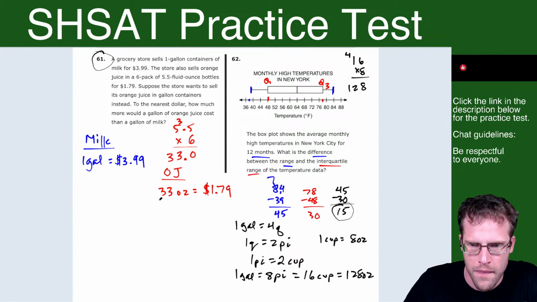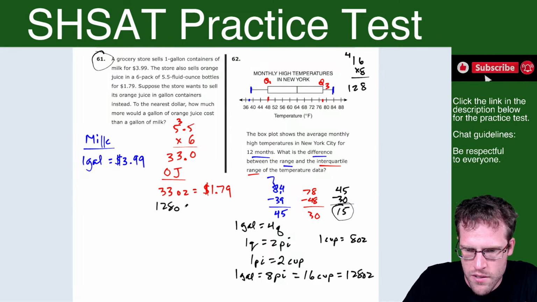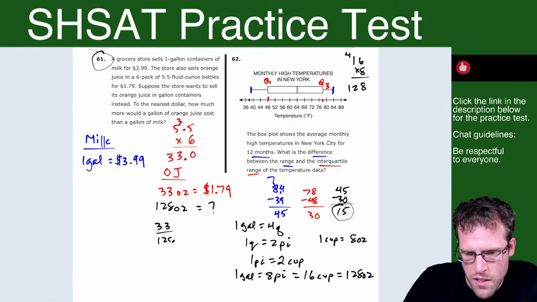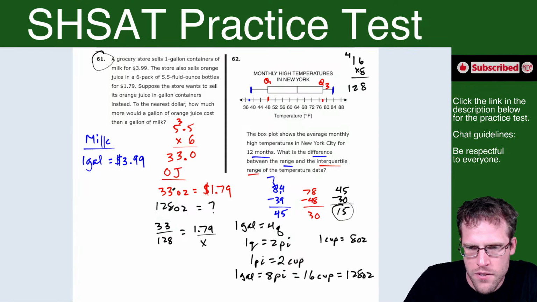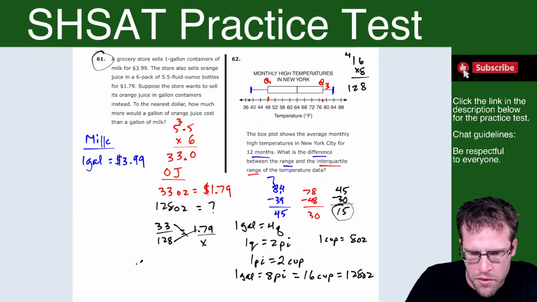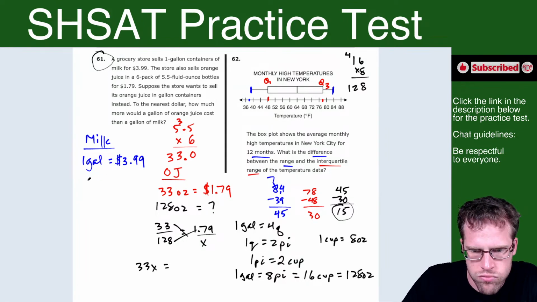All right. So 128 ounces is how much? So here we've got 33 over 128 equals $1.79 over X. Okay, so 33 ounces for every 128 is going to be equal to whatever this ratio is here. I could have also done 33 over 179 equals 128 over X. Either way, we're getting the same. So I get 33x equals. And now let me suffer here.